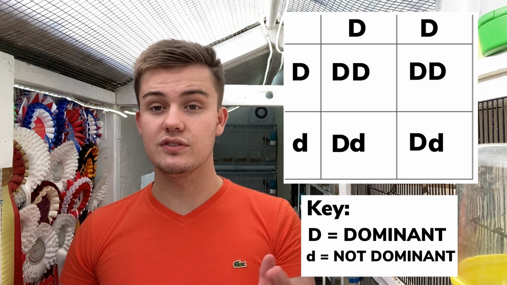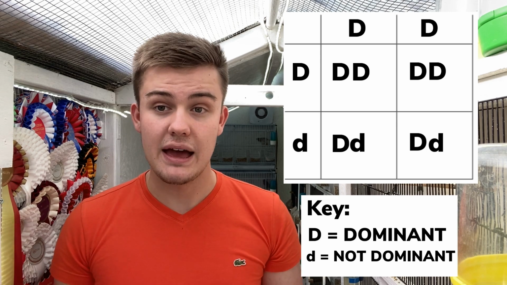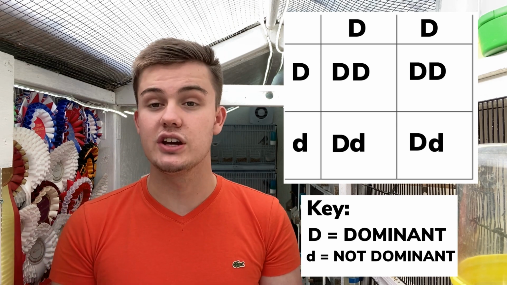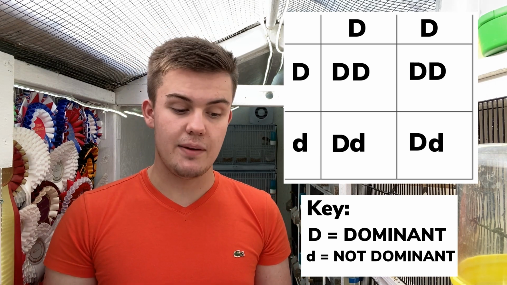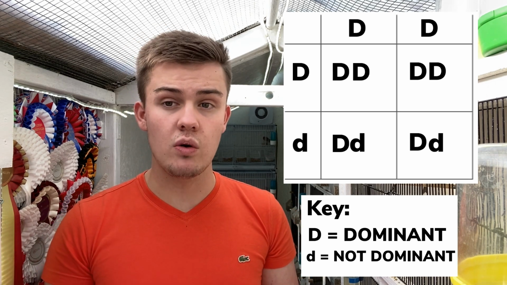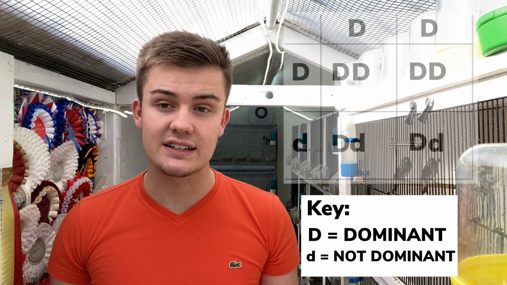So if you get one of your double factor birds and pair that to a recessive bird, which I'm going to talk about a little later on, then if it was a double factor, you would only be able to produce dominant single factors and no not dominant colours, if you understand where I'm coming from with that.